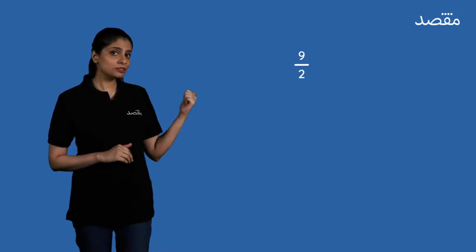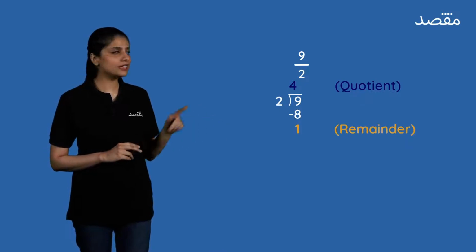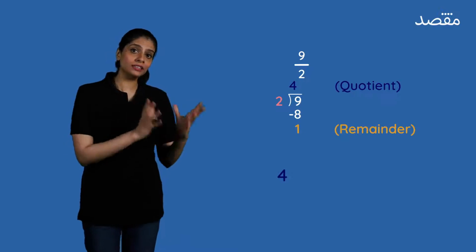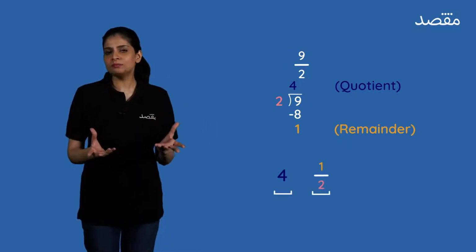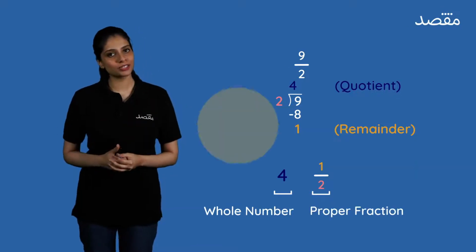So just as an improper fraction can be divided and written as a mixed number. For example, हमारे पास है 9 over 2. It can be written as this. 4 is our quotient, 1 is our remainder and 2 is our divisor. हम इसको इस तरह भी लिख सकते हैं, 4 and 1 over 2. Simply put, that's the sum of a whole number and a proper fraction.